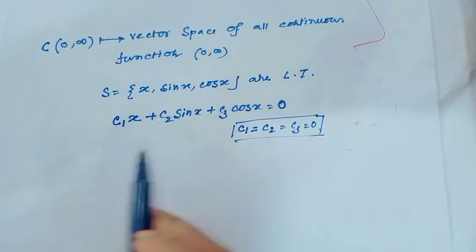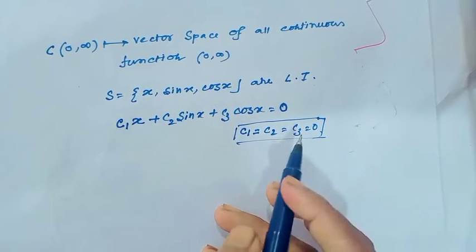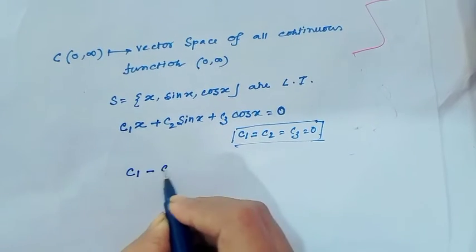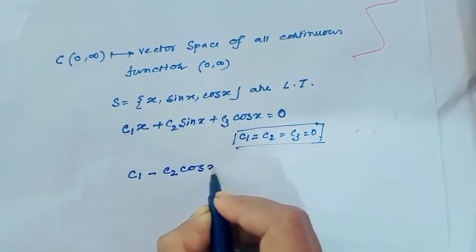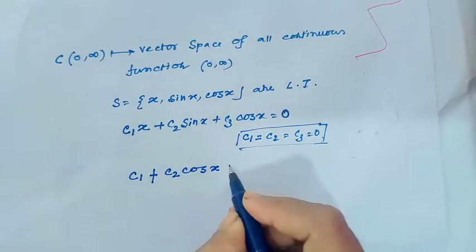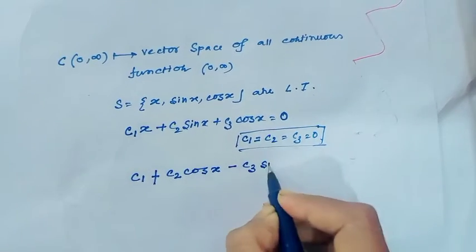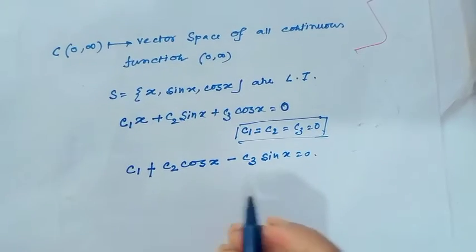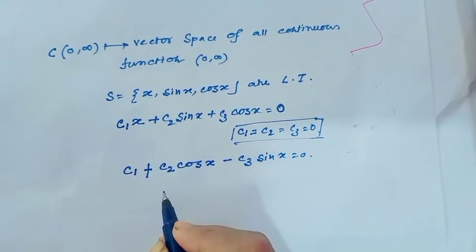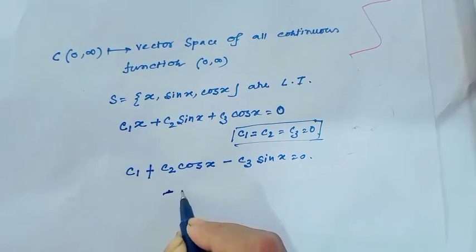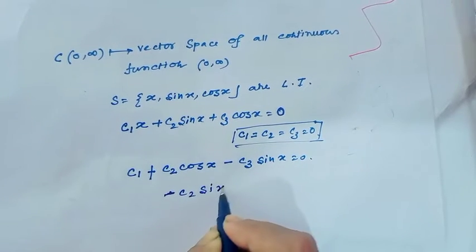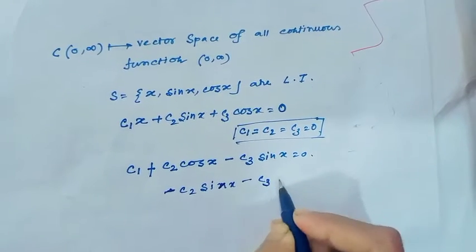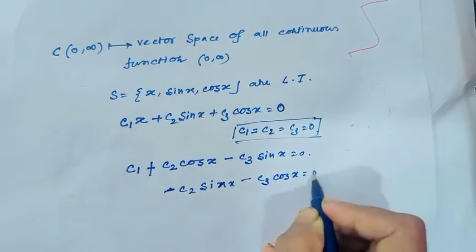Now, just differentiate the equation with respect to x. Then I will get c1 minus c2 sin x, sorry, c1 plus c2 cos x minus c3 sin x equal to 0. Now, again differentiate this equation. Then I will get minus c2 sin x minus c3 cos x equal to 0.